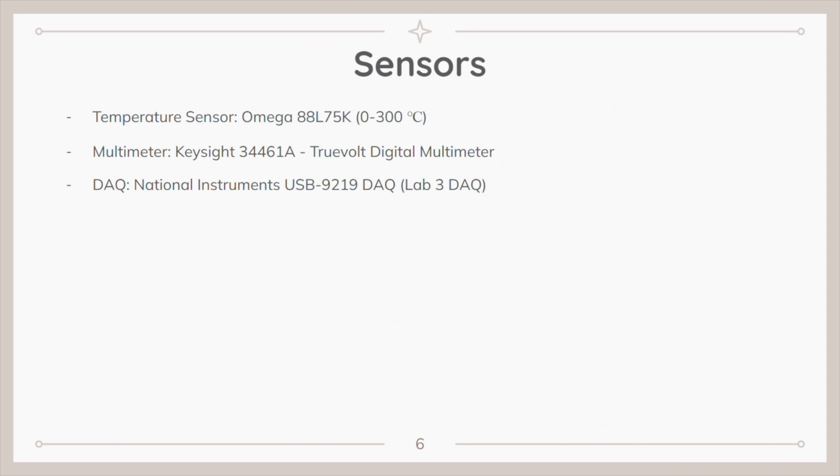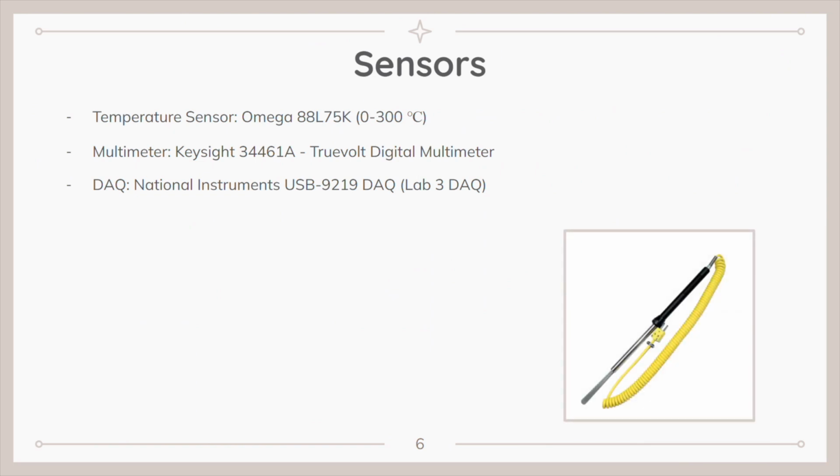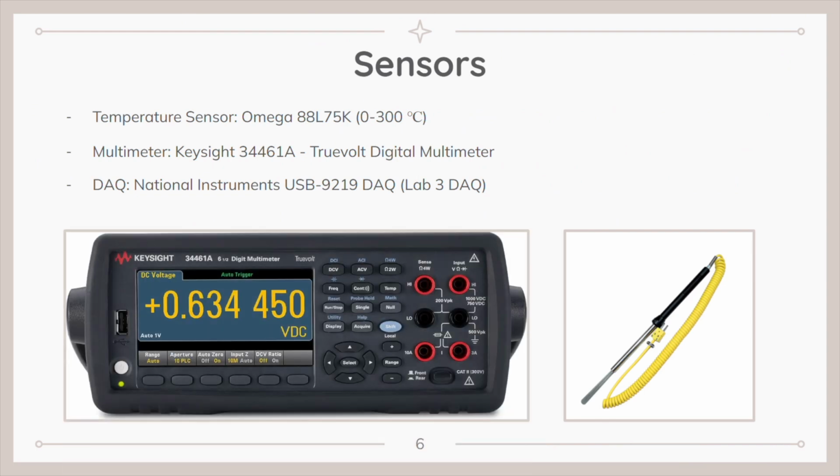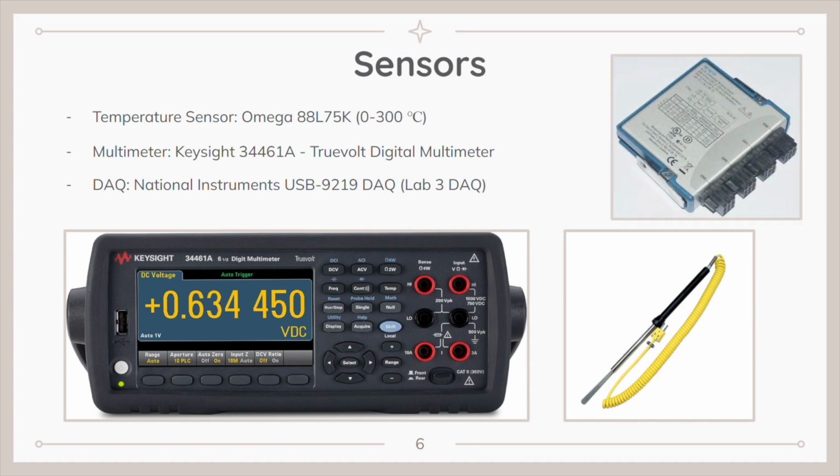Next, finally, we have our sensors, which, as talked about earlier, we have our temperature sensor, an Omega 88L75K, which goes from 0 to 300 degrees Celsius, which is this beauty right here. We then have our multimeter, a Keysight 34461A, a TrueVolt digital multimeter, this guy right here, and our DAC, National Instruments USB 9219 DAC, which is the same DAC that we used in Lab 3. This guy right here.